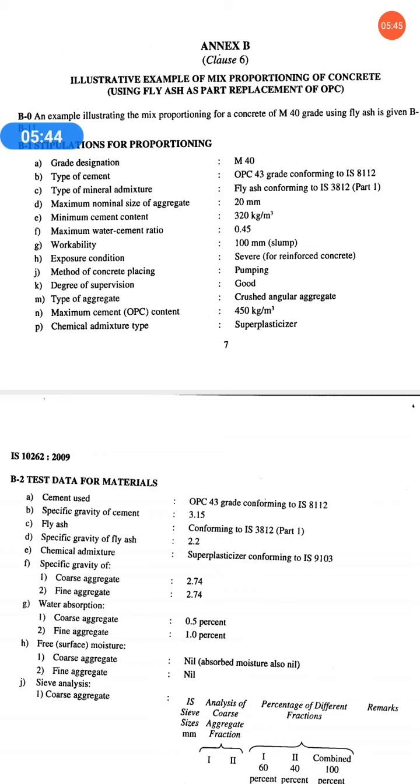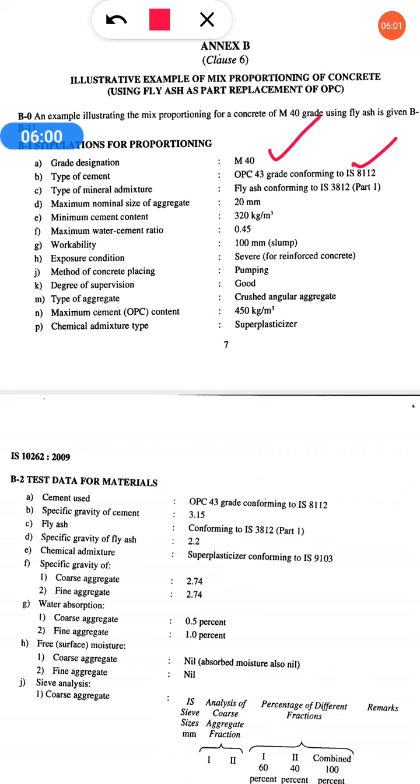Okay, so grade of designation: M40 grade you have to design. Type of cement, OPC 43 grade they are using. So how many types of cement are there in the market? 33 grade, 43 grade and 53 grade.